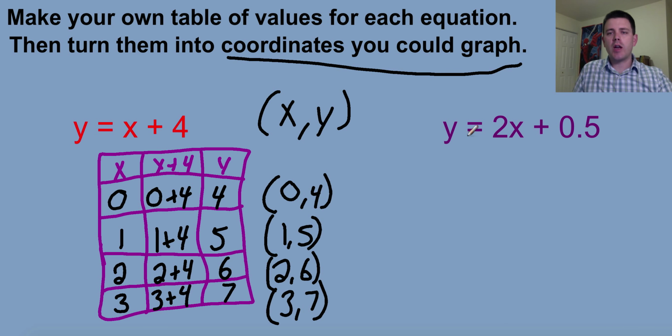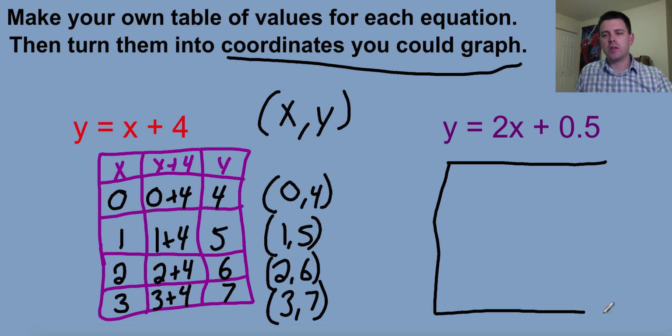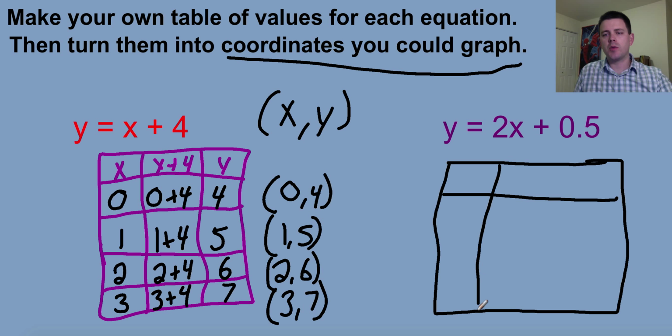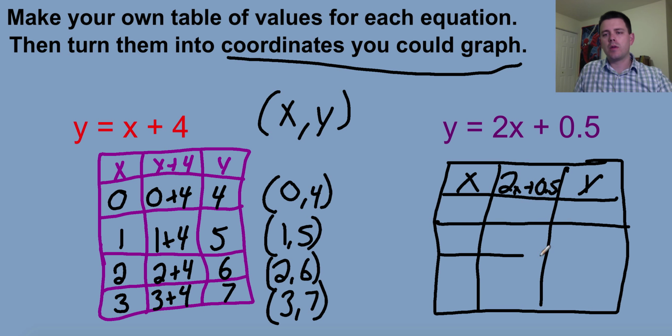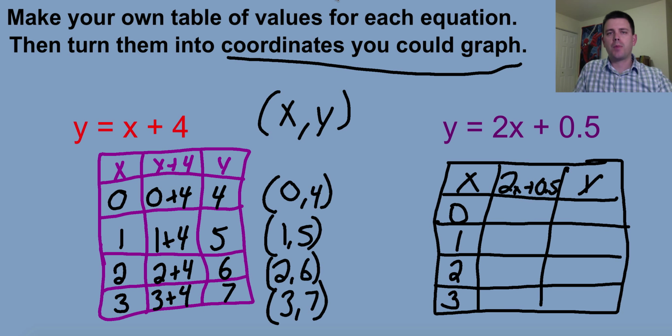Okay? So let's try another one. y is equal to 2x plus 0.5. Let's see if I can draw a little straighter this time. Well, it doesn't look much straighter, but I'm trying. You can be setting yours up as well. We want our x, our y, and then our actual work, 2x plus 0.5. So we'll plug in our 0, our 1, our 2, and our 3. Basically, we're just going to plug these in and see what we get.